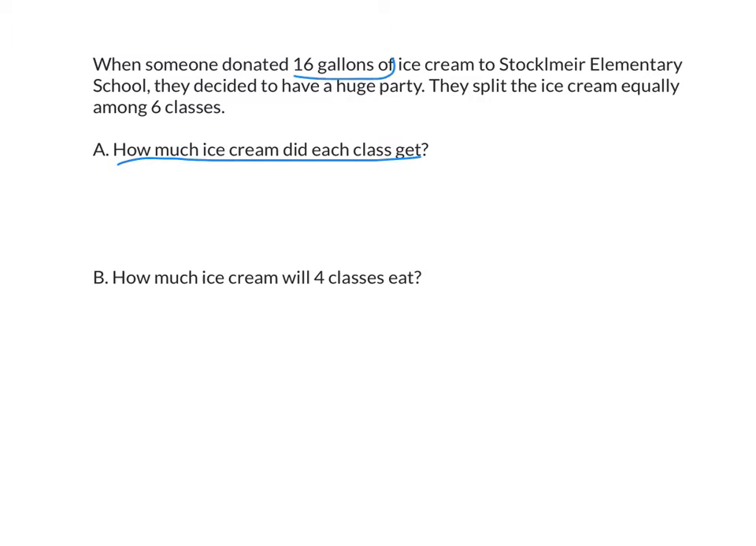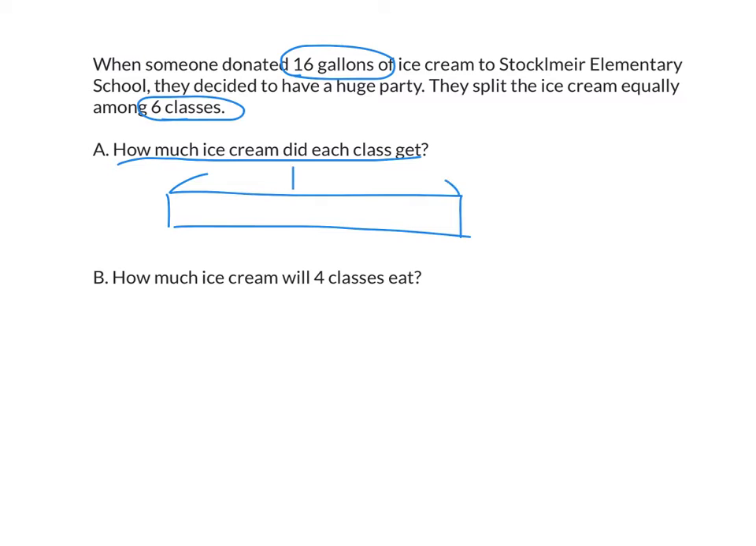The important information is that there are 16 gallons of ice cream, and we're splitting it equally among 6 classes. Take a moment to jot down that information. Then, draw a tape diagram. Don't solve it yet. Just draw a tape diagram that represents this. So to draw a tape diagram, we know that all together, how much ice cream do we have? 16 gallons. Okay, good. 16 gallons.